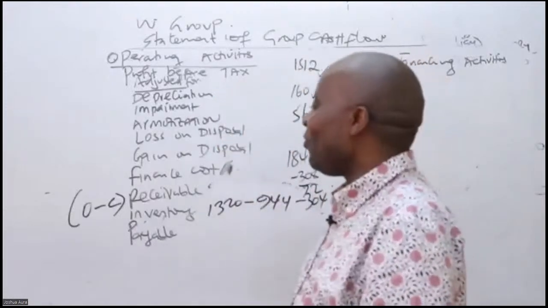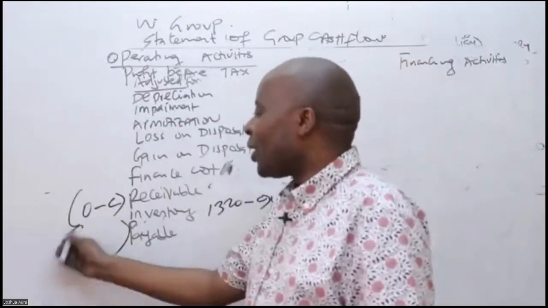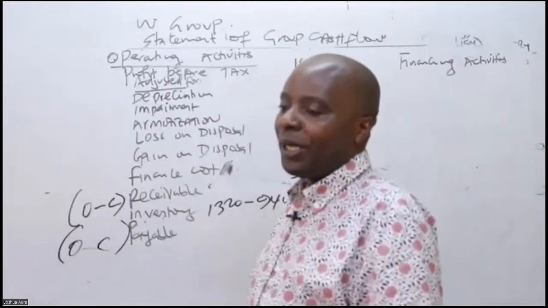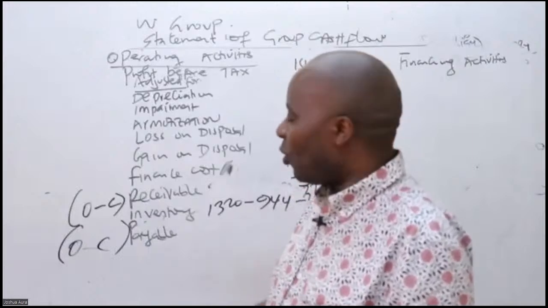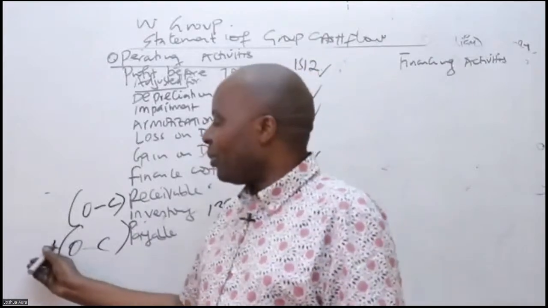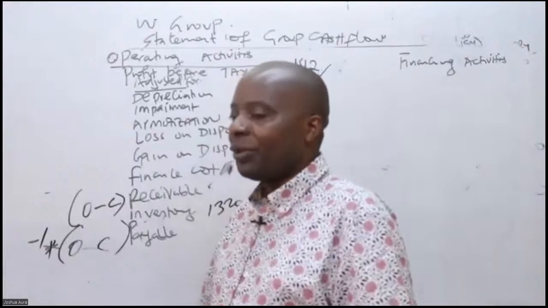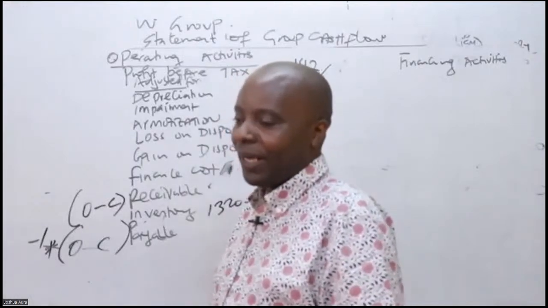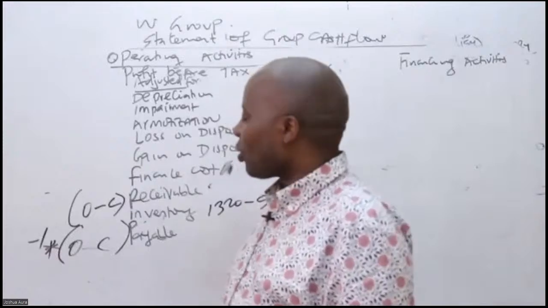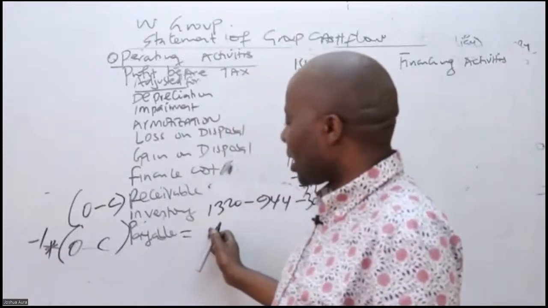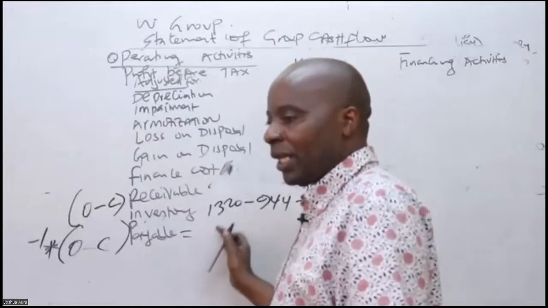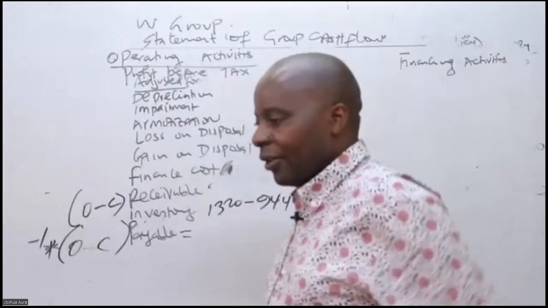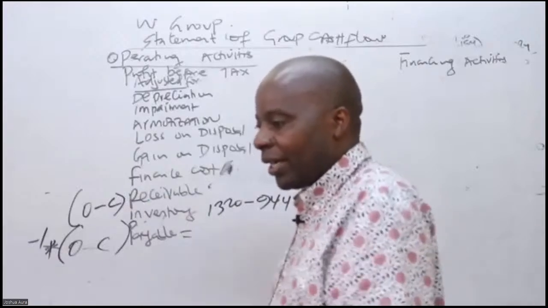So remember, if you don't want problems, even the payables, just make them opening minus closing. But for liabilities, to get the correct sign, you must always multiply them with minus 1. Opening minus closing, as usual. So for payables, what is the opening balance? Can somebody give me the opening balance for payables? Opening is the payables for 2021.